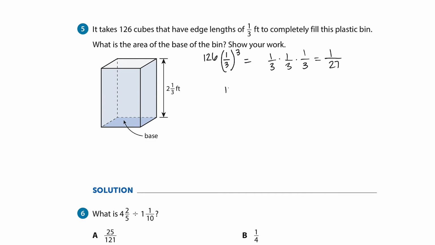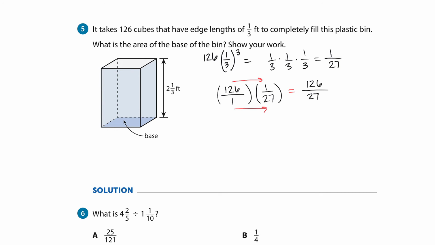So I'm going to say this is 126 over 1, because that's how we do a whole number, times 1 over 27. When I'm multiplying a fraction, I'm just multiplying the numerators and the denominators straight across. So we come out with 126 over 27. Okay, we can keep this as an improper fraction, or we can make it into a mixed number.